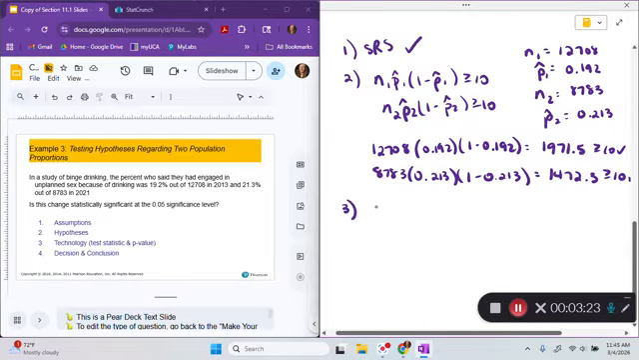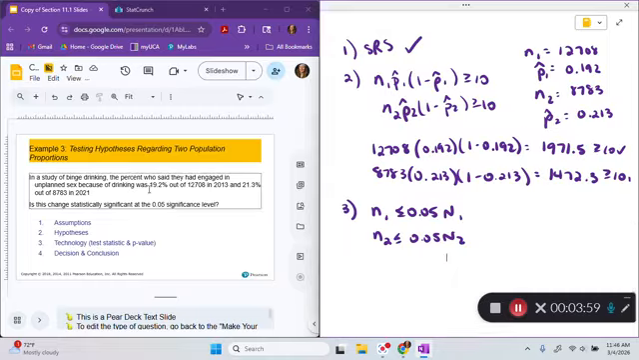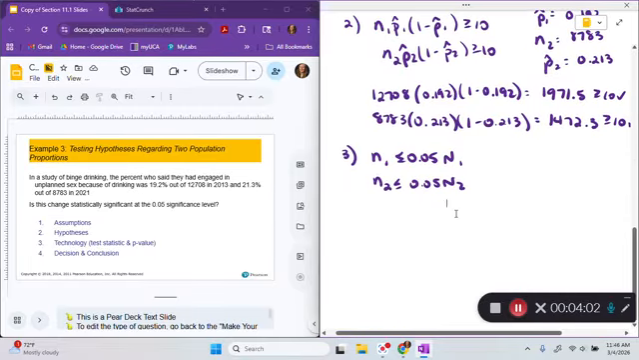We also want to make sure that both my samples are less than or equal to 0.05 times the population size. So in this example, our population is a study of binge drinking, so this is people who have been drinking. The people who have done this is a very large amount of people, and our sample sizes are 12,000 and then almost 9,000. That is definitely less than 5% of all the people who have binge drank before. So we can assume both of those are true.